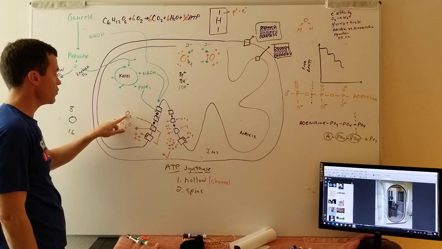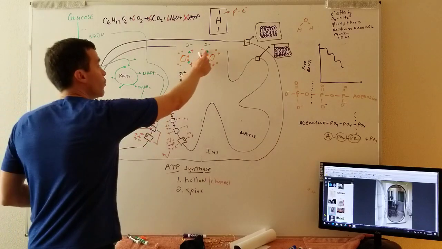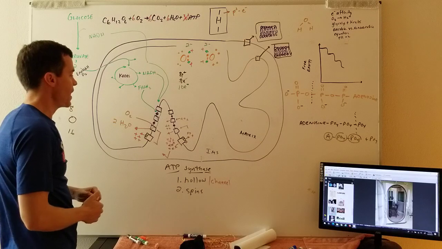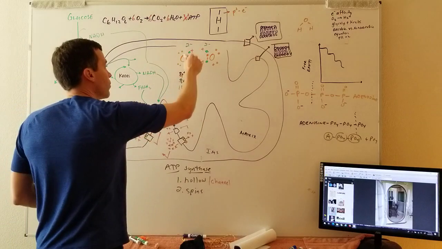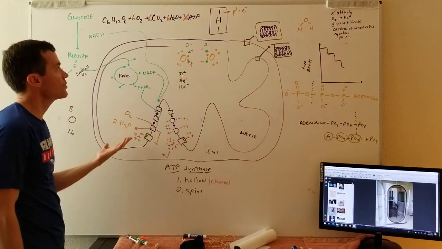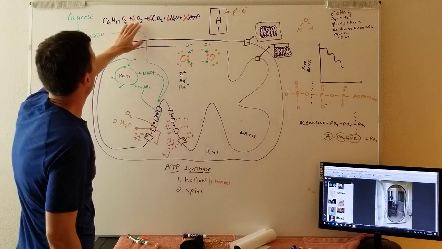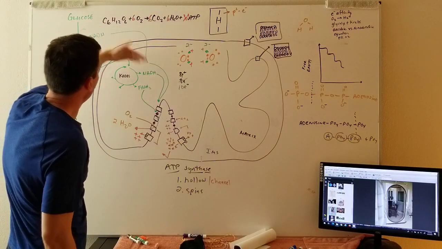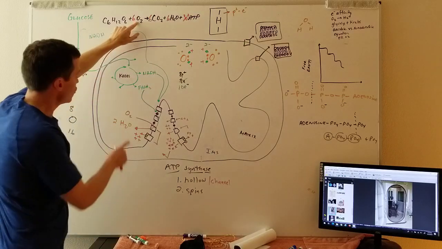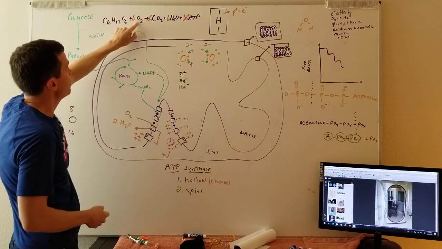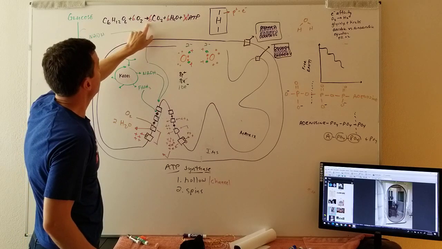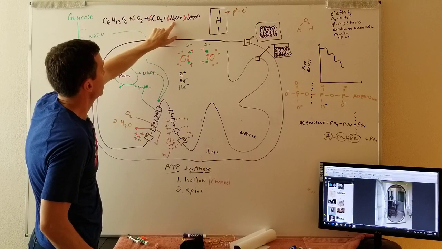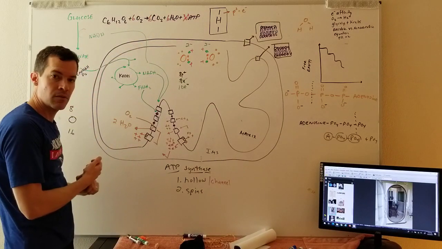So for every O2, I will pick up 4 new electrons, and then I'll pick up 4 protons to make 2 waters. So if I look at this chemical equation, I'm going to take glucose, steal electrons from it, oxygen is going to take those electrons away, and then one of my products will be water from right there.